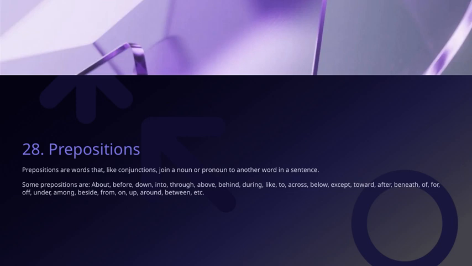You'll also notice prepositions like to, across, below, except, toward, after, and beneath. These all help us clarify relationships between different elements in a sentence. For instance, when we say the book is on the table, on is the preposition that shows the relationship between the book and the table.